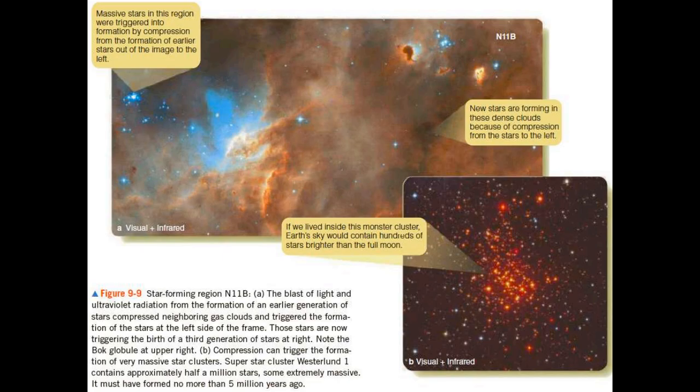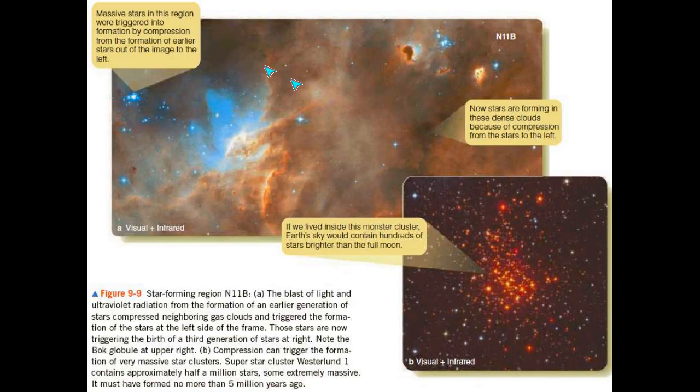And then in image B, compression can trigger the formation of very massive star clusters. Superstar cluster Westerlund 1 contains approximately 500,000 stars, some extremely massive. It must have formed no more than 5 million years ago. What this tells us is that the O and B type stars over here, when they formed, pushed away the gas in this region. That started compression over here, and that compression is now starting the formation of new stars. Here we can see the Bok globule.